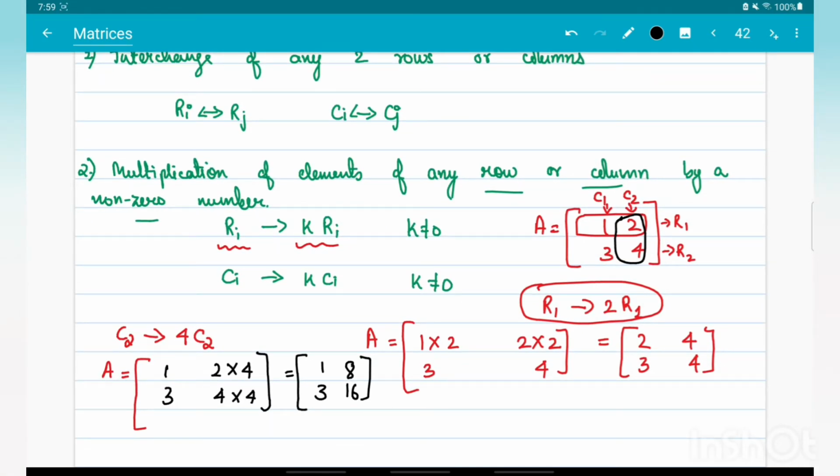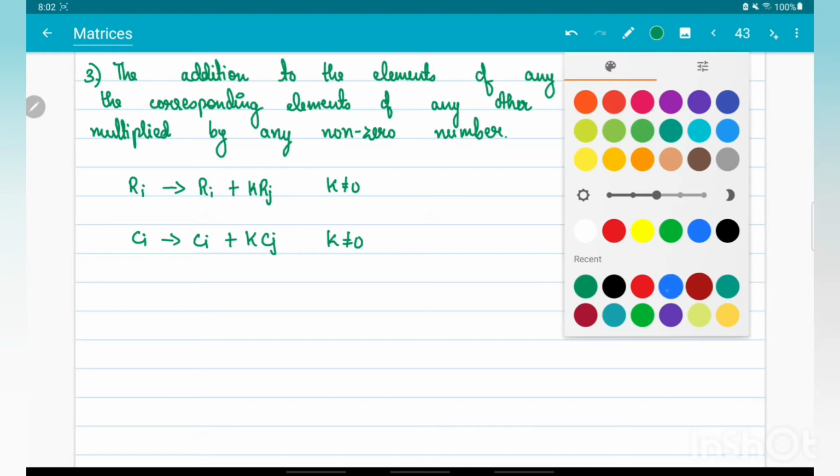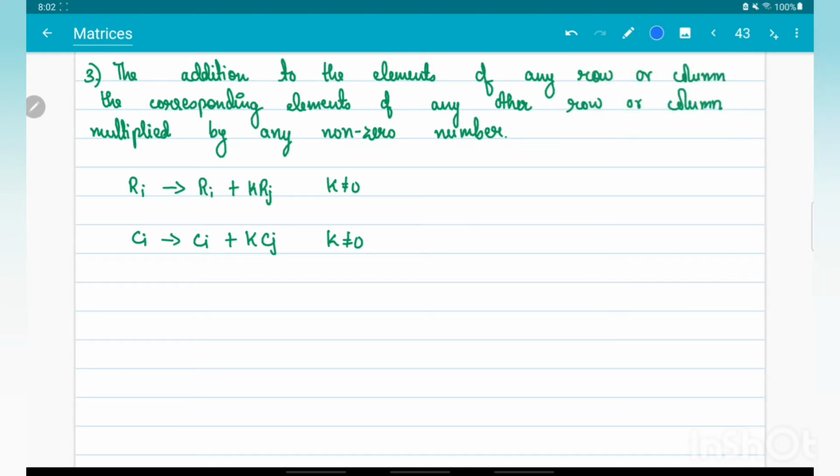Now let us go for the third one. So this one is our third elementary operation. At first it might seem a bit complicated, though it isn't. We just have to go step by step. So this third elementary operation says the addition to the elements of any row or column. First of all let us go with only row. The same elementary operation can be applied to column also.